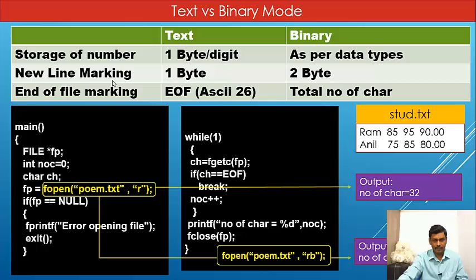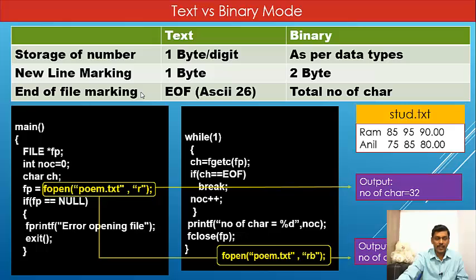New line marking. If the file is opened in text mode, to mark a new line it takes only 1 byte. New line means that if you enter a line of data in a file, it occupies 1 byte to indicate the new line. In binary mode, it occupies 2 bytes per line. For new line marking, if you enter 5 lines in a file, in text mode it occupies 5 bytes to indicate 5 new lines. In binary, it occupies 10.